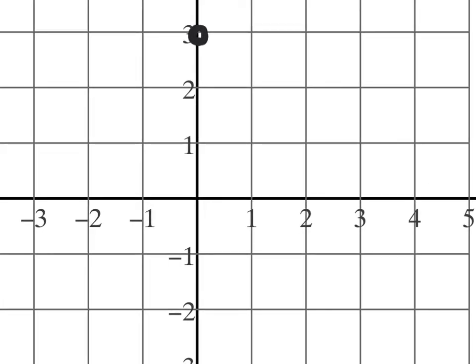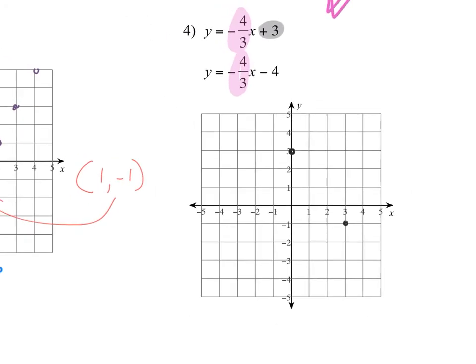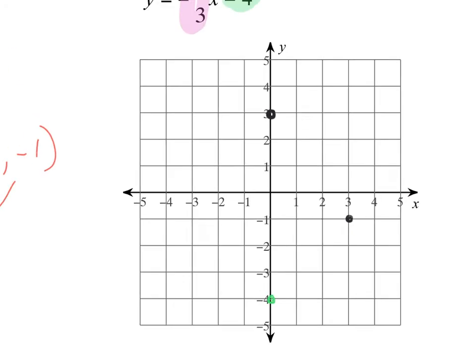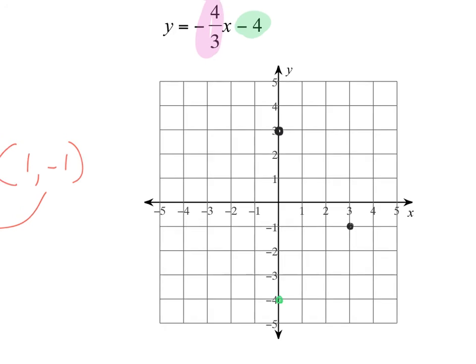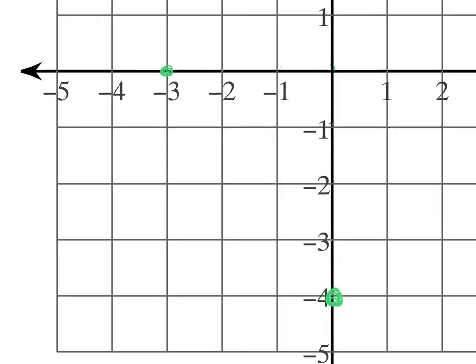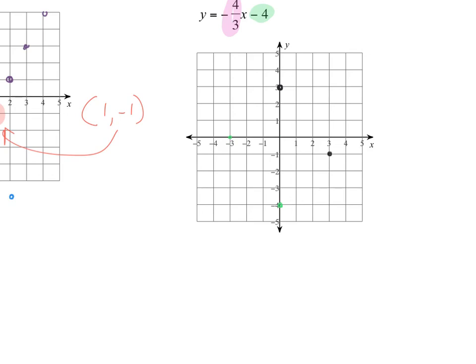-4/3 is the slope, so down 1, 2, 3, 4/1, 2, 3. I don't really have room to put a third point, so I'm going to leave that one alone for now. Then if I graph this other line, which I'm going to do in green, so I'll start at -4. Now, it has that -4/3 slope. I definitely do not have room to go down 4 and right 3, so I'm going to go up 4 and left 3. 1, 2, 3, 4, 1, 2, 3. There's that line. And again, I don't have room to graph another point.